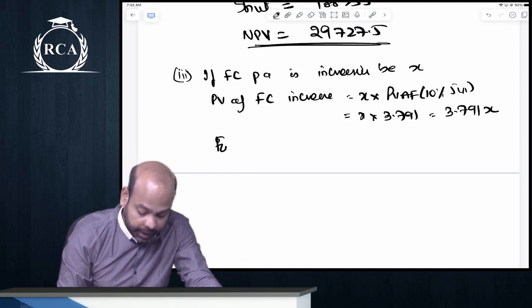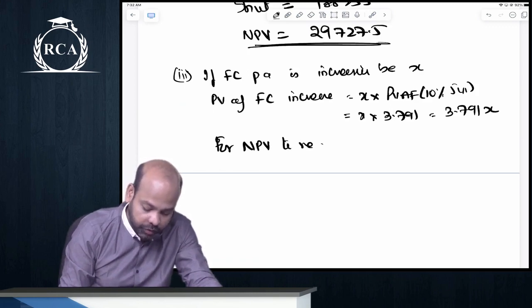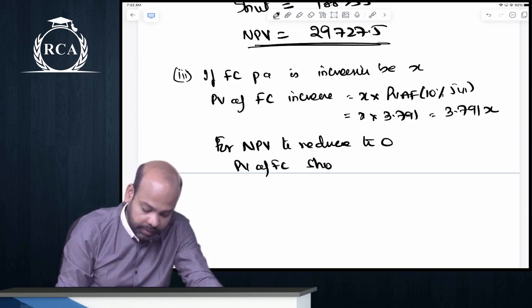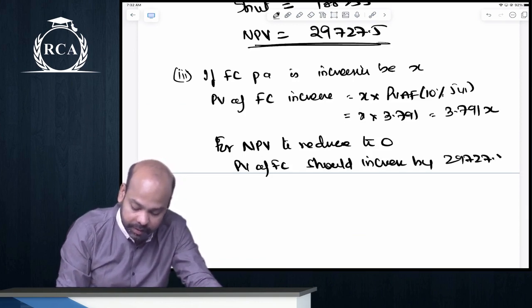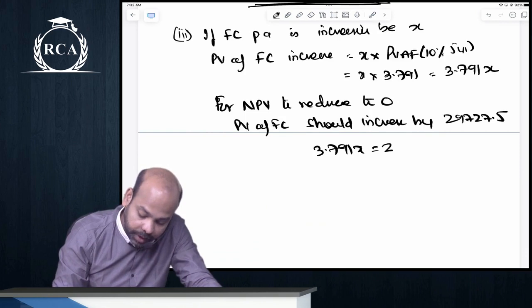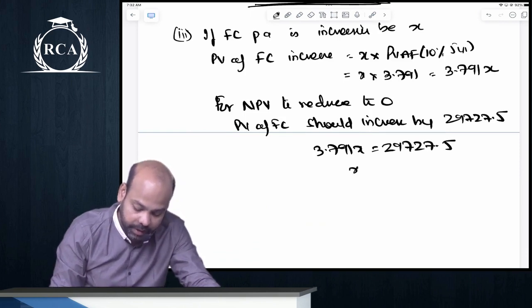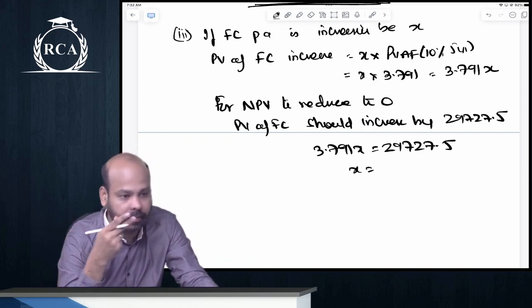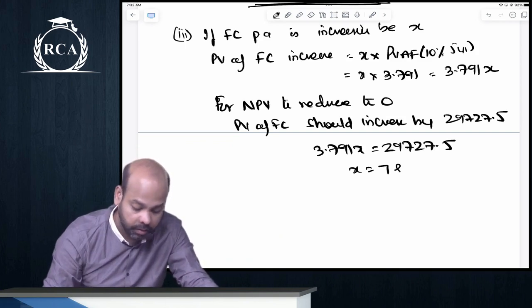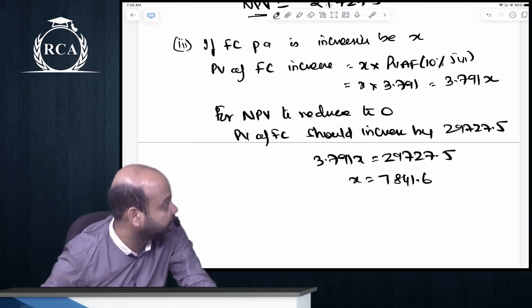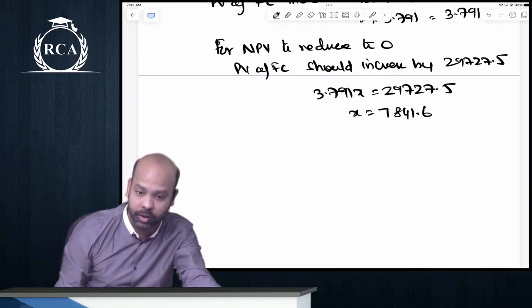Now, for NPV to reduce to 0, present value of fixed cost should increase by 29,727.5. Any doubt in this? That means 3.791x should be equal to 29,727.5. X equals 7,841.6. This is the increase in fixed cost, guys, so that it matches exactly, beta. Your every year fixed cost should increase by 7,841.6.